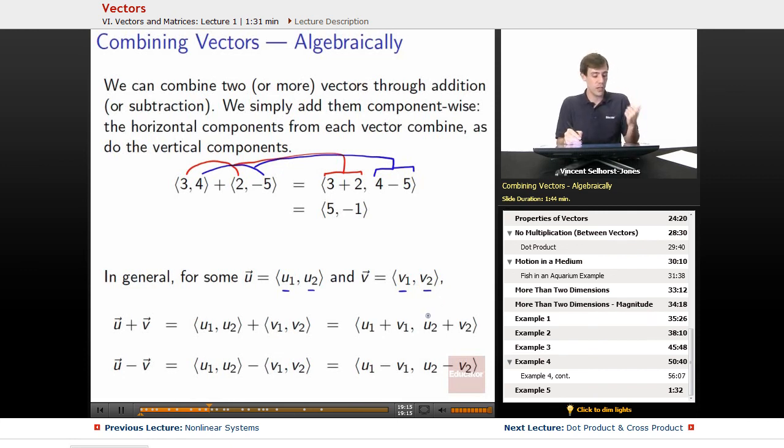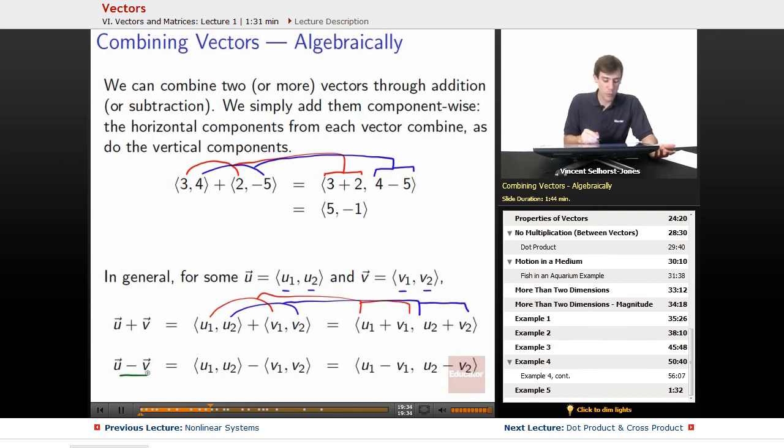If we add u and v, u plus v, u1, u2 plus v1, v2, it is going to be the exact same thing: the u1 and the v1, the first components adding together, and then the second components, u2 and v2, adding together as well. Very similar if we subtract, u minus v. Then it's just going to be u1, the first component of u, minus the first component of v, v1, and u2 minus v2, the second component of u minus the second component of v. The components stay in their locations, but they either do addition or subtraction, depending on whether it's addition or subtraction. Makes sense.